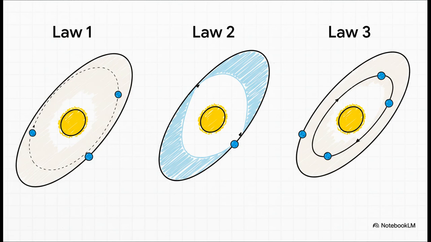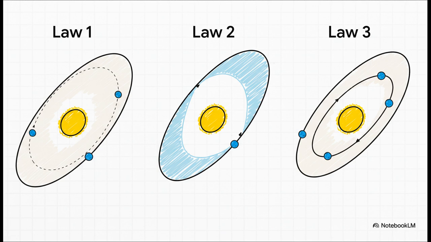So Kepler gave us 3 key laws about how planets move. The first one's pretty straightforward. Planets orbit in an ellipse, kind of like a stretched out circle, with the sun at one focus point. The second law is really cool. It says a planet sweeps out equal areas in equal amounts of time. What does that mean? Well, it means the planet actually speeds up when it's closer to the sun and slows down when it's further away.